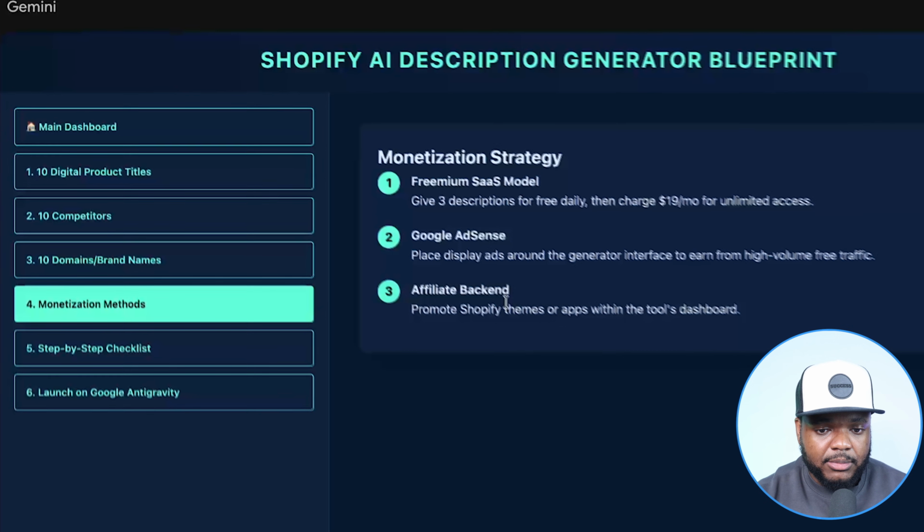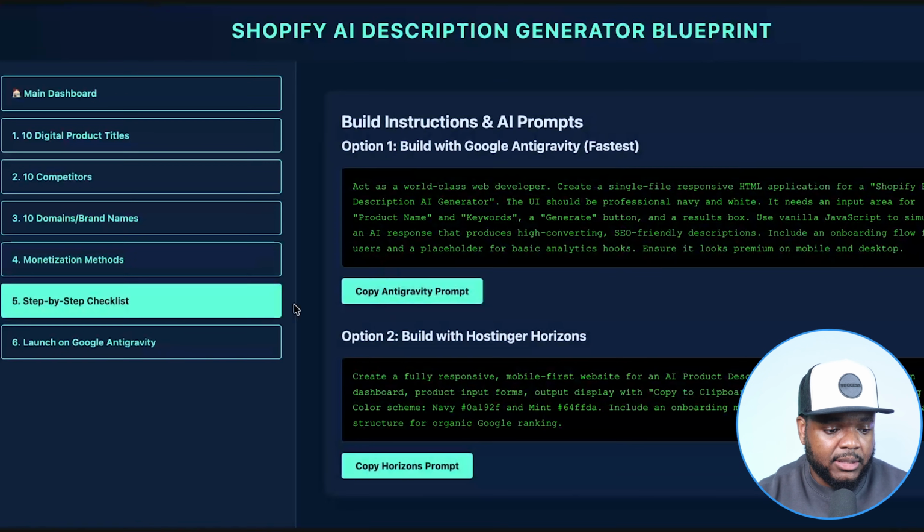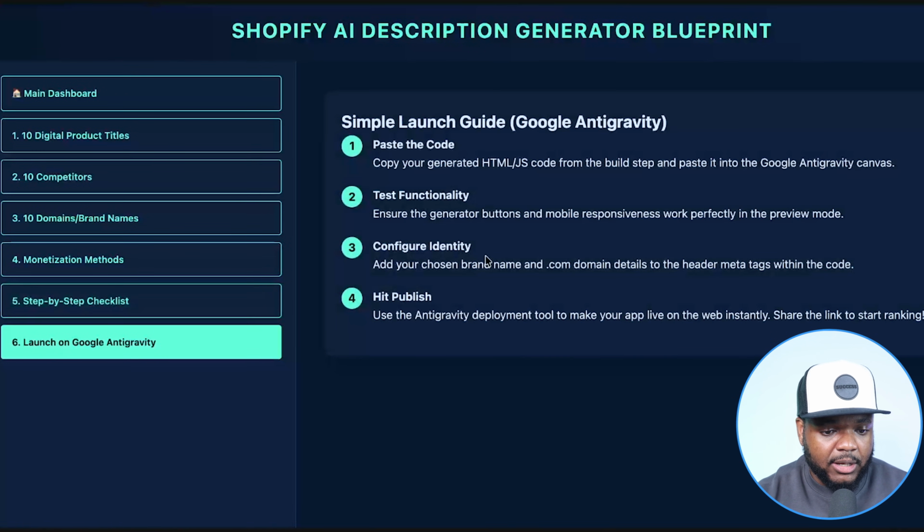Monetization methods when it comes to how you can actually monetize this app that you've just built. As we can see here, it's giving me Google AdSense, affiliate backend. I can offer a freemium SaaS model where I give it to people for free, but I can also charge a monthly fee as well for unlimited access. So there's all of these different options, a step-by-step checklist, as well as what you can do when it comes to actually making your web app go live.